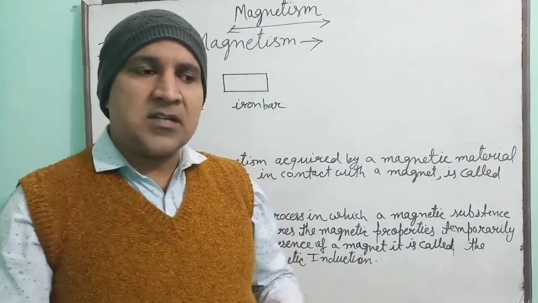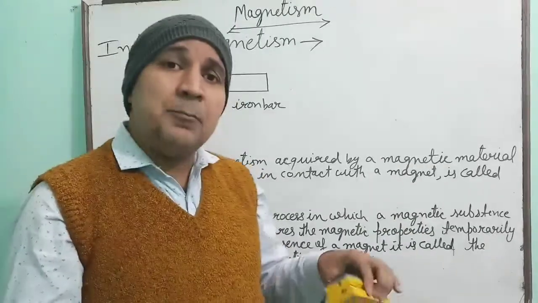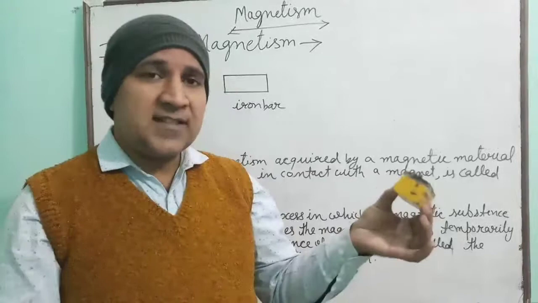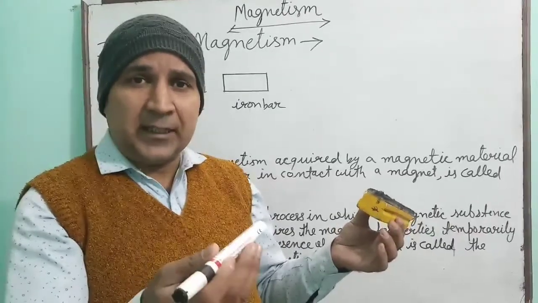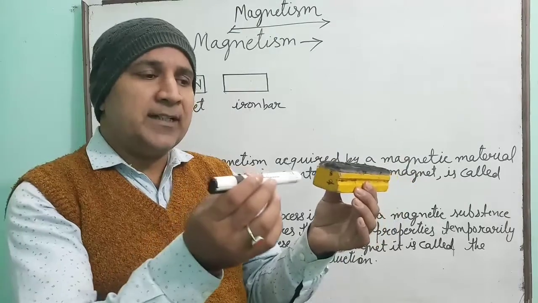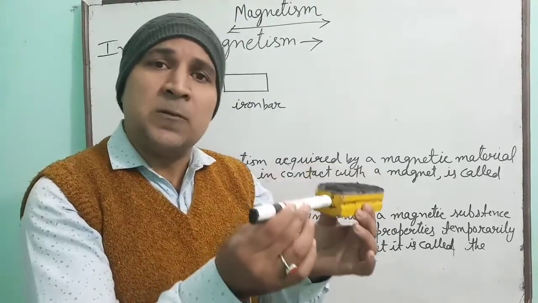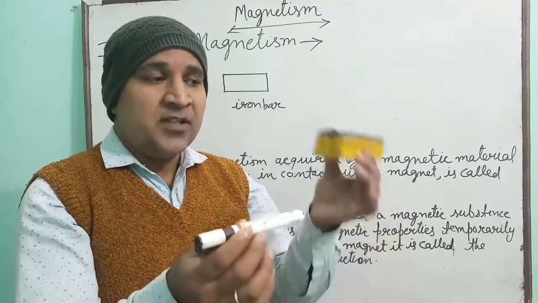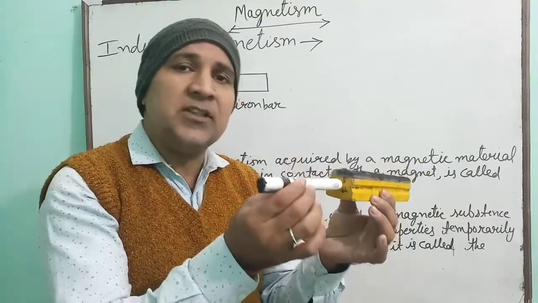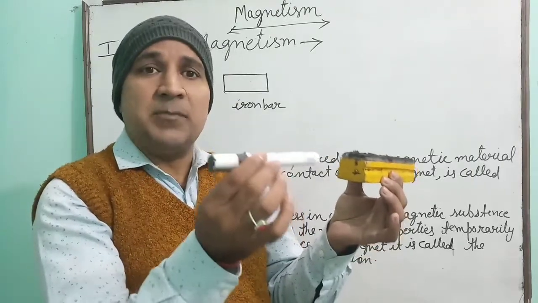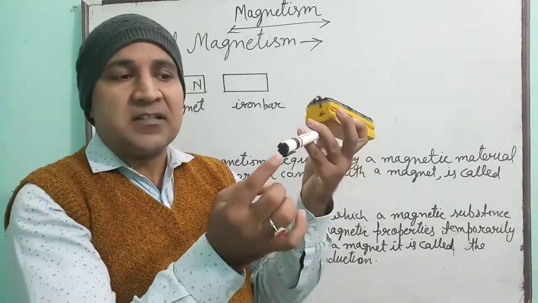Children, induced magnetism is a temporary magnetism. Actually, when one magnetic material is brought near a magnet, try to understand. Suppose this is a magnet and this is one magnetic material like iron or steel or nickel or cobalt. When a magnet is brought near or in contact with an unmagnetized material, then this unmagnetized material also behaves like a magnet. It means in this situation, if we bring iron nails near it, then they will cling to it.